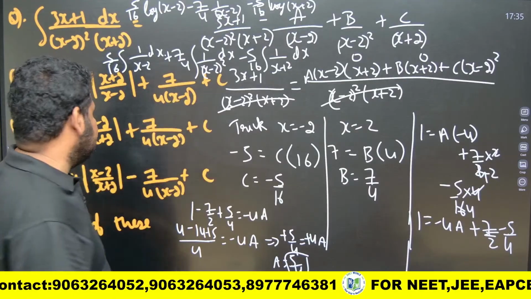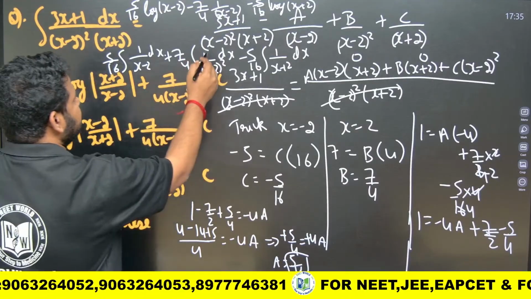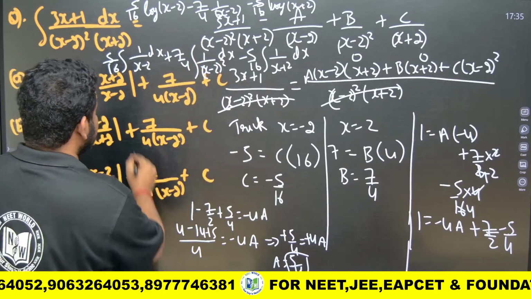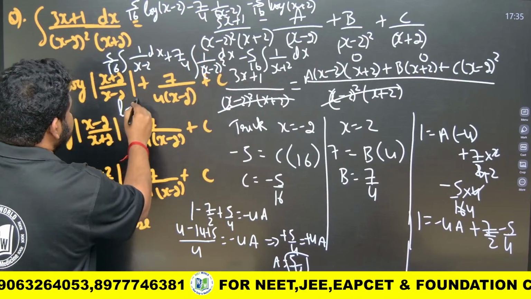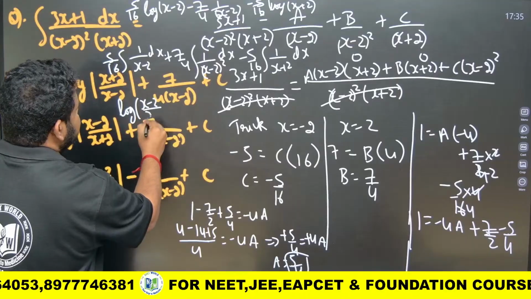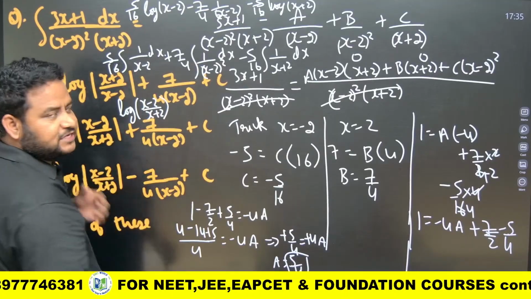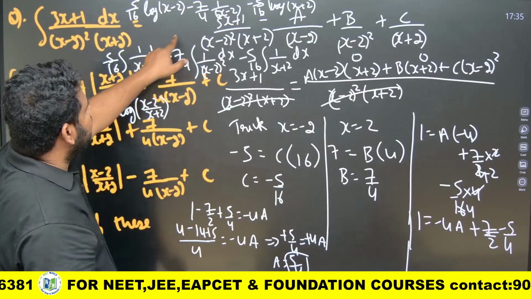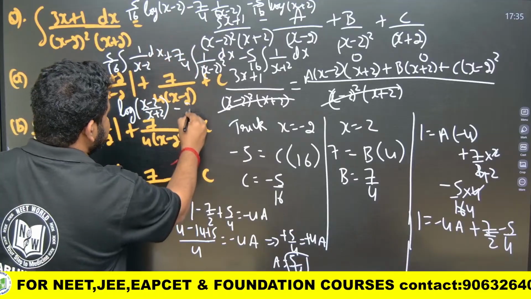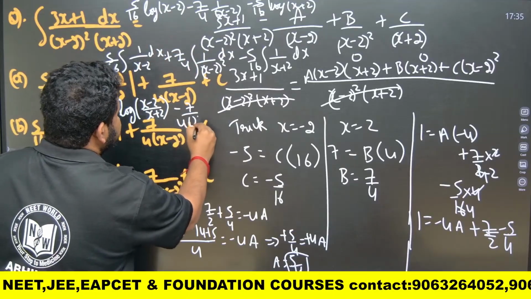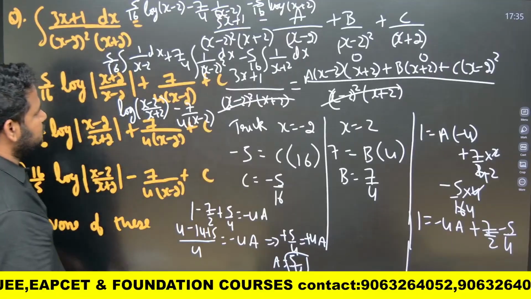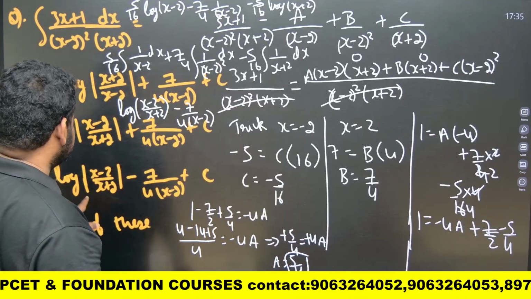Log of a by b, if I write it, that is what? 5 by 16, 5 by 16 will cancel. That will become log of x minus 2 by x plus 2. Okay, what is remaining? That is 7 by 4 times x minus 2. What is the answer?